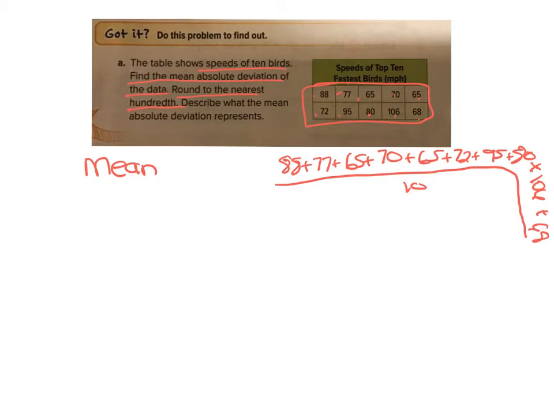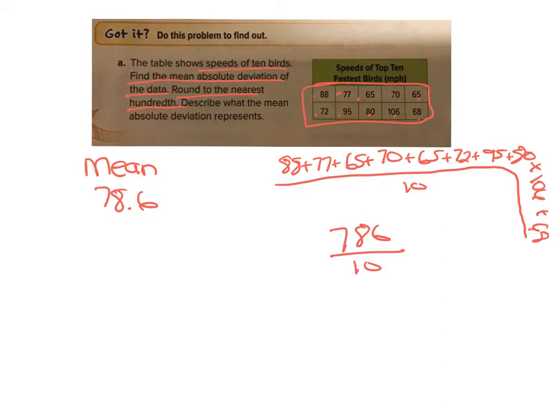Let's find the mean. 88 plus 77 plus 65 plus 70 plus 65 plus 72 plus 95 plus 80 plus 106 plus 68 equals 786. Divide that by 10. It gets me a mean of 78.6.